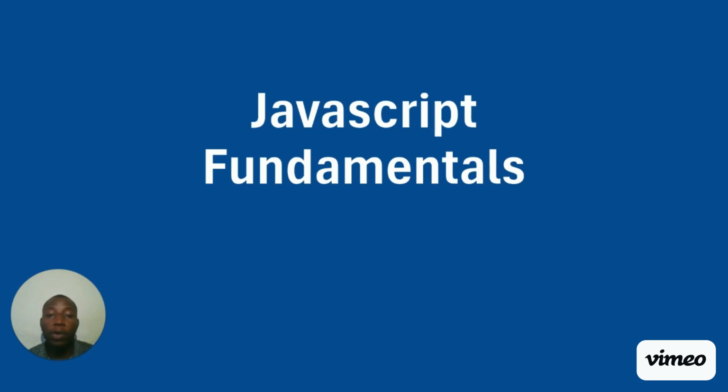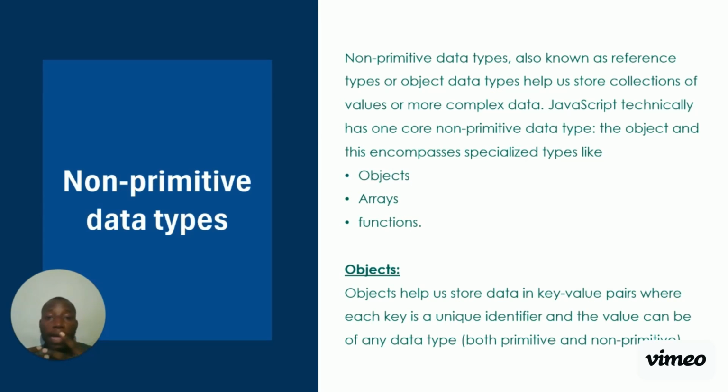I know that in the first video, I mentioned that we have two types of data in JavaScript, primitive data types and object data types. And very soon you will see why I just mentioned object data types. Now, I have here that non-primitive data types, also known as reference types or object data types, help us store collections of values or more complex data. In JavaScript, non-primitive data types are just objects, and that's why I have listed here object data types. So JavaScript technically has one core non-primitive data type, the object.